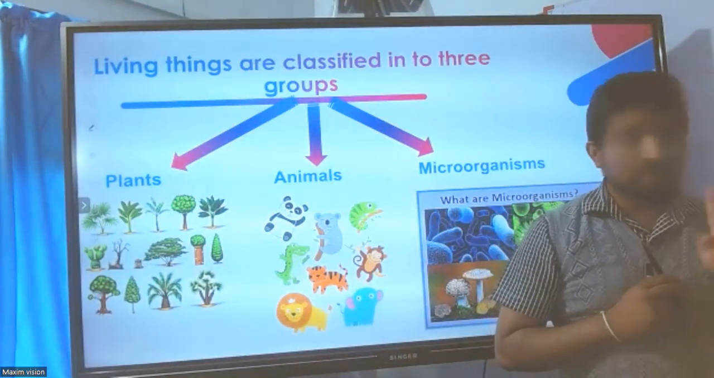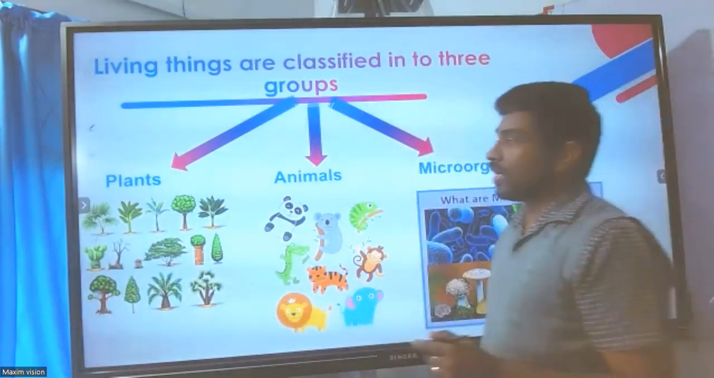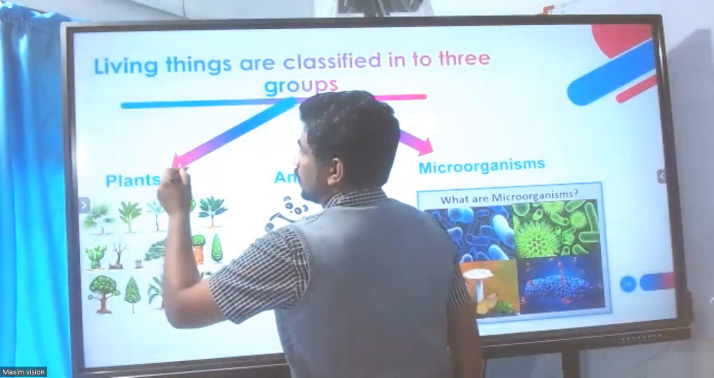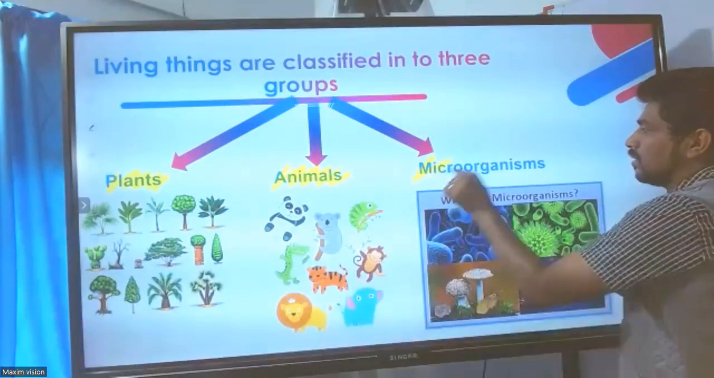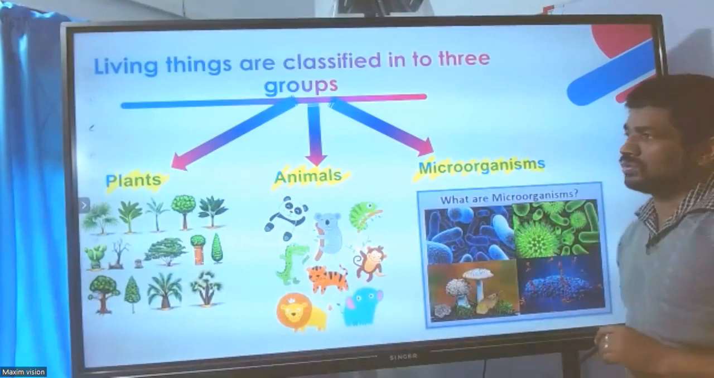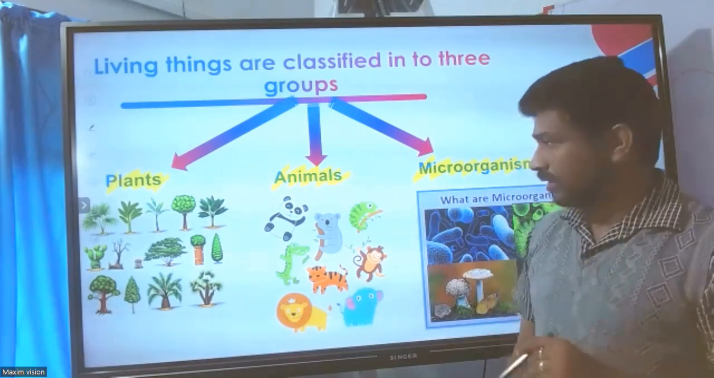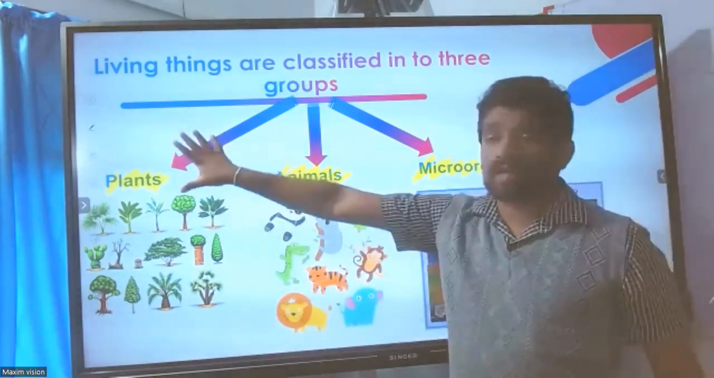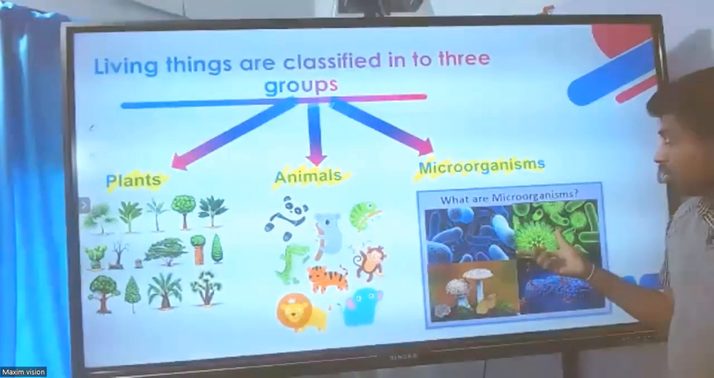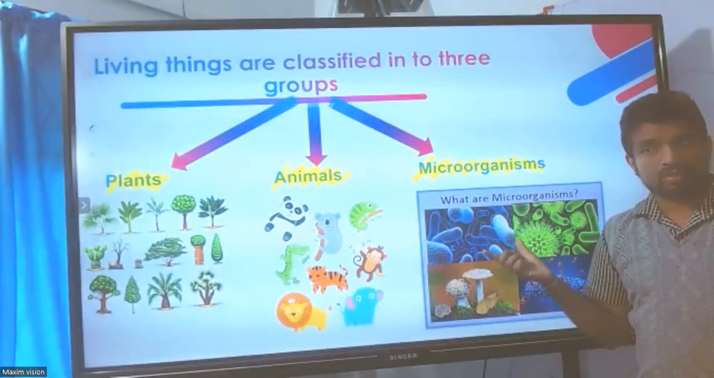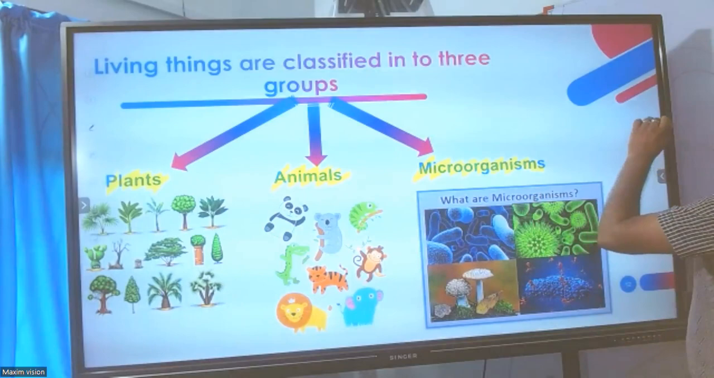Now these living things, we divide into three groups. Remember, how many groups? Three groups. What are they? One is plants. Number two? Animals. Number three? Microorganisms. Plants, animals, and microorganisms. You can identify there are so many plants in the environment as well as so many animals in the environment, and these we call microorganisms. Who are microorganisms? Sudrajeevi. Right, what is the word?